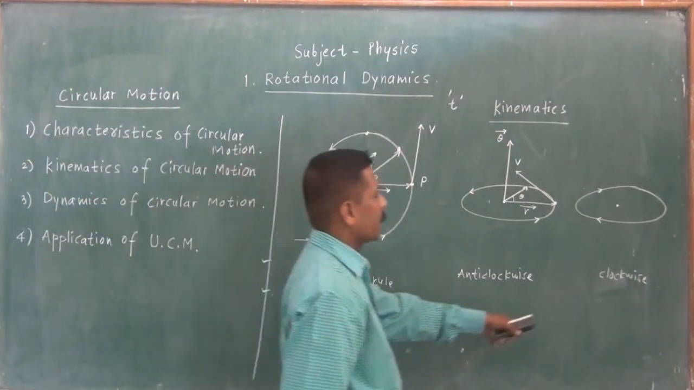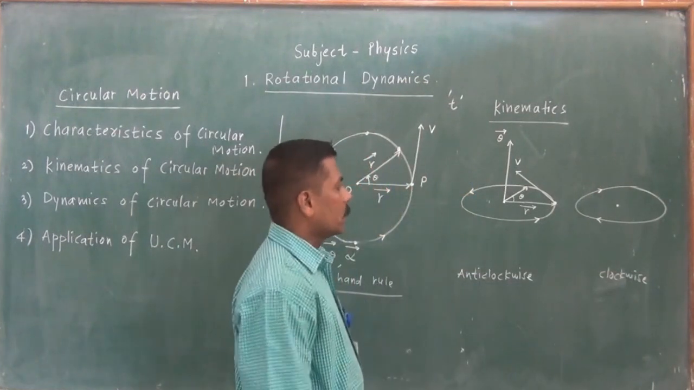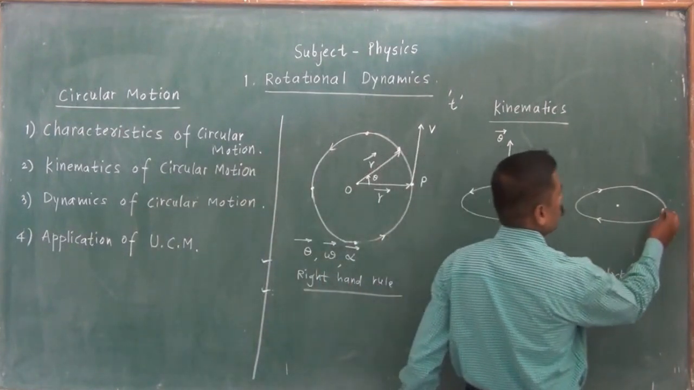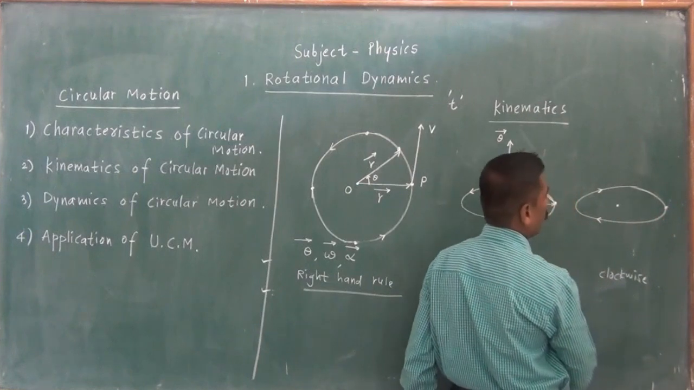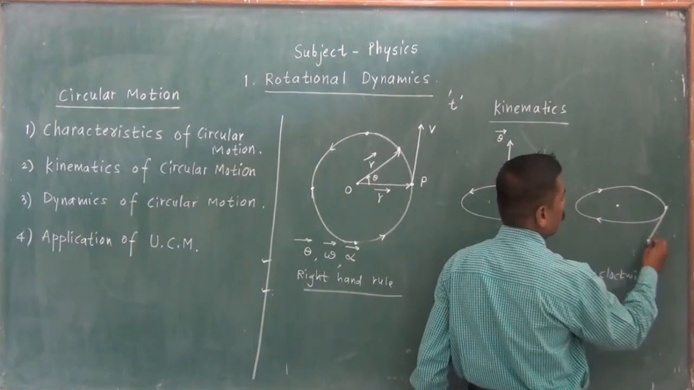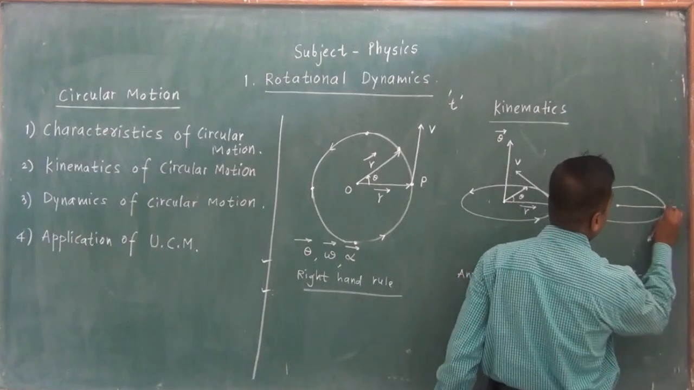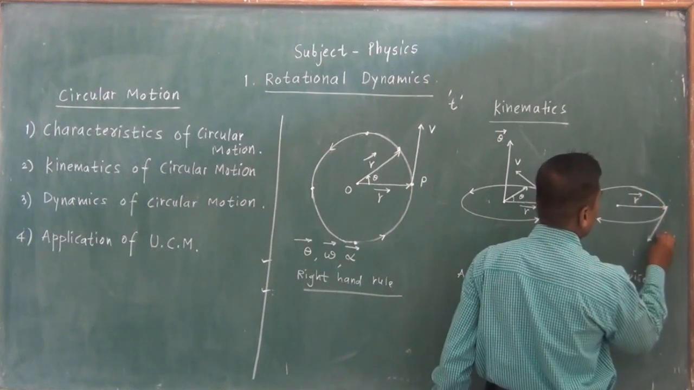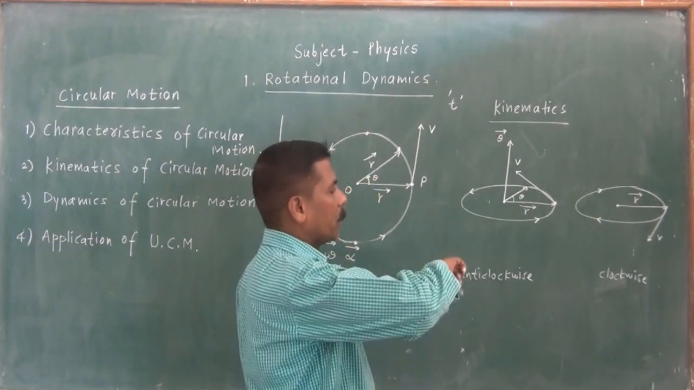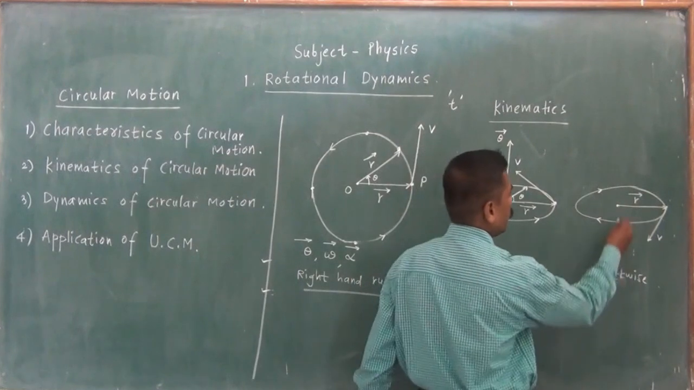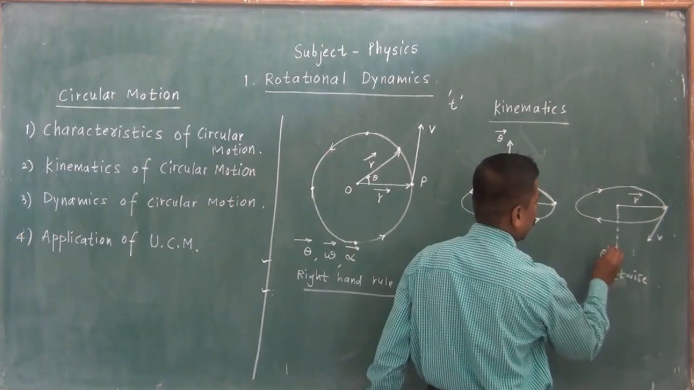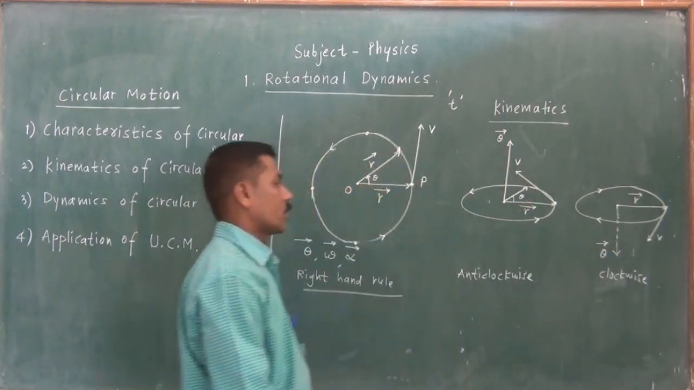Similarly, in the case of the clockwise direction, you can develop this diagram so that you get an idea about it. Suppose this is the position of the particle, and now the particle is moving in this direction. So the tangential velocity will be in this direction. This is the radius vector r, and this is v, the linear velocity. Now if you observe, the particle is moving in the clockwise direction, so the direction of theta will be downward.